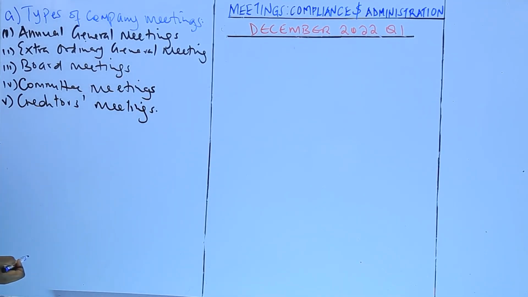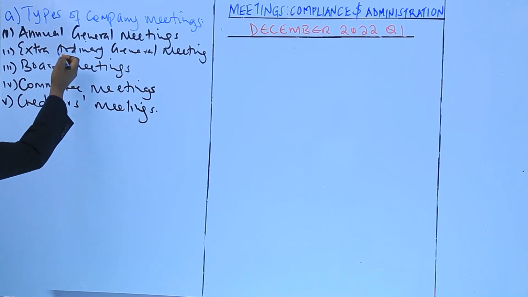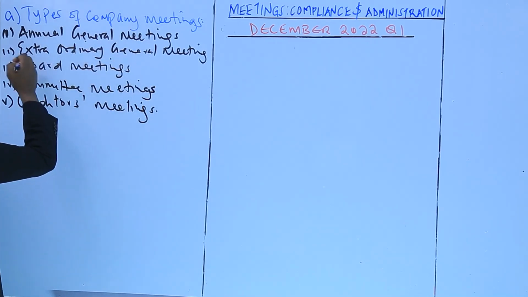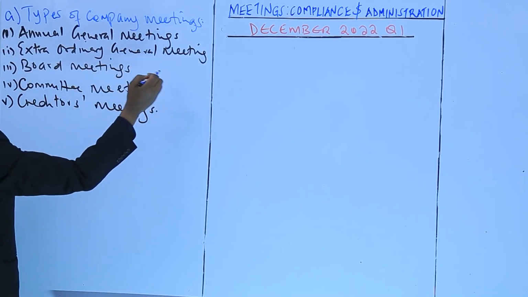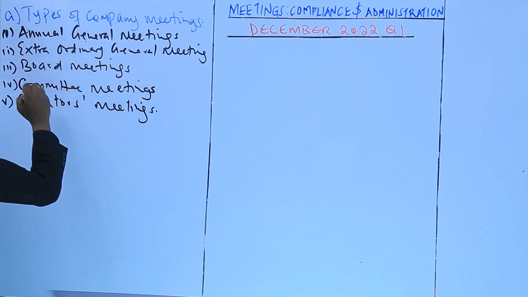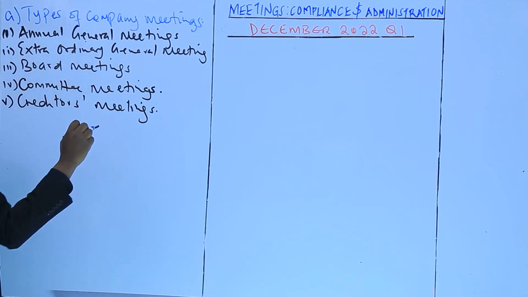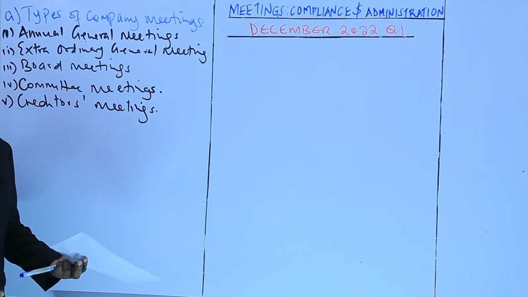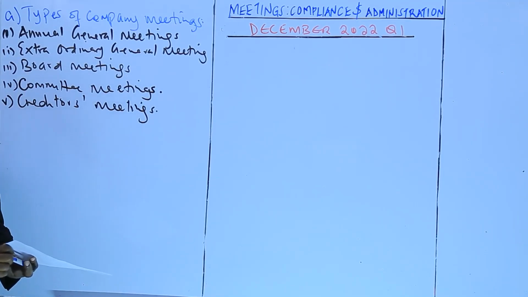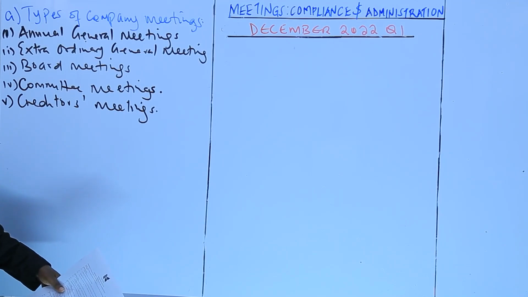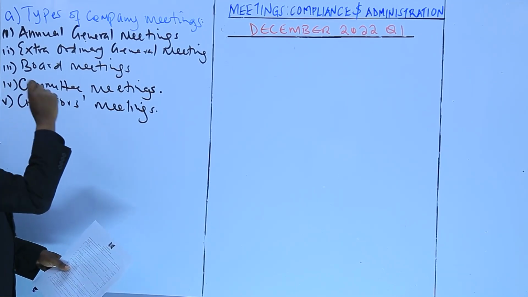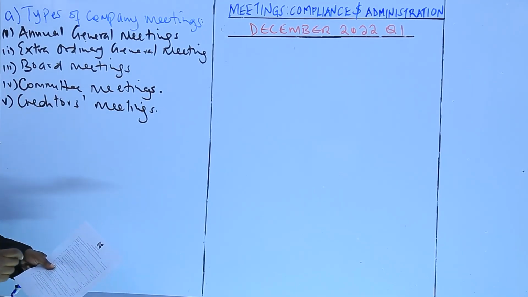These are the 5 types of company meetings: the annual general meetings, extraordinary general meetings, board meetings, and board committee meetings. Then we have creditors meetings. Now, the first one is the annual general meeting.